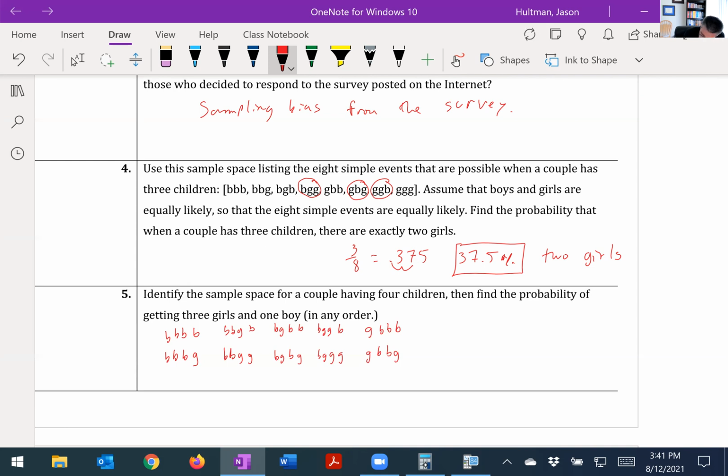And then we get girl, boy, girl, last one boy, last one girl. Girl, girl, boy, last one boy, last one girl. And then finally girl, girl, girl, last one boy, last one girl. And so 1, 2, 3, 4, 5, 6, 7, 8, 16 possible outcomes here.